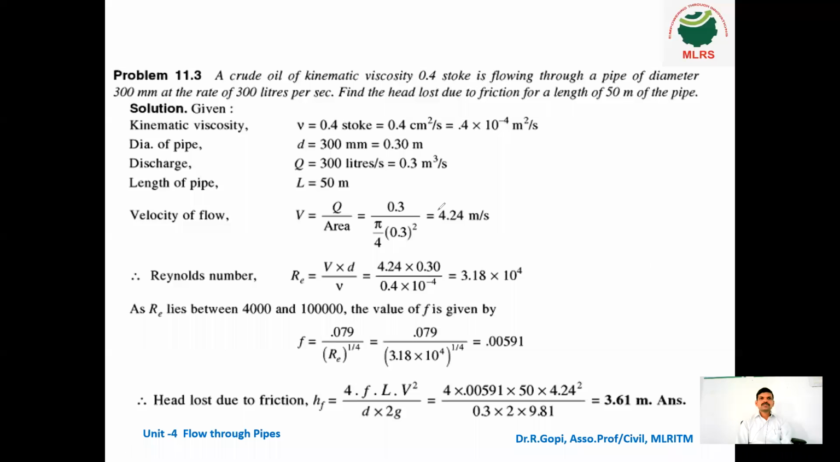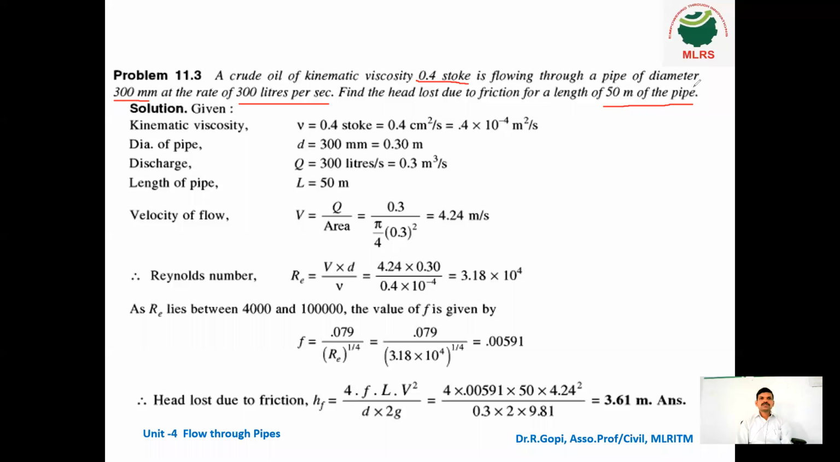A crude oil of kinematic viscosity 0.4 stoke is flowing through a pipe of diameter 300 mm at the rate of 300 liters per second. Here 300 liters per second is nothing but 0.3 meter cube per second. Find the head loss due to friction for a length of 50 meter of the pipe.